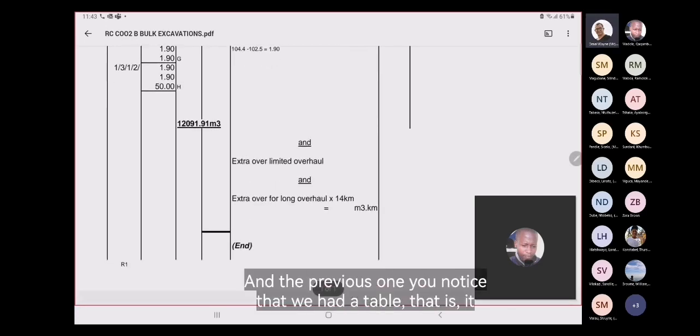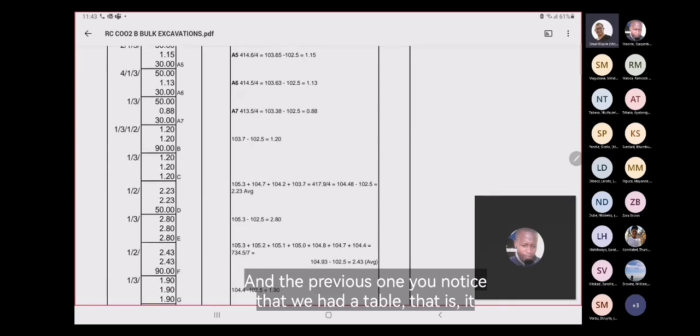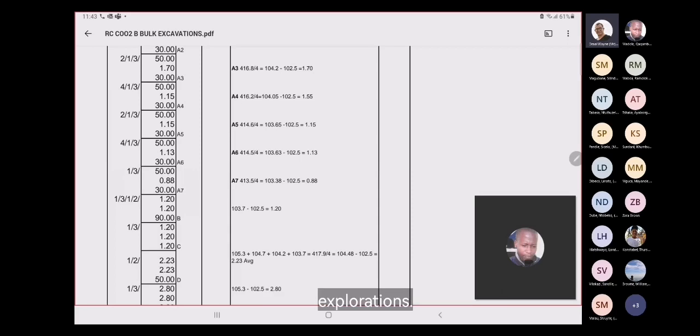And the previous one, you noticed that we had a table that spells it out much easier in order for us to ascertain the average depth of each one of these excavations. But from what we see here, and from what we can gather, having had a look at the drawing, is that some areas will have to have fill, some areas will be cut. But what are we interested in?